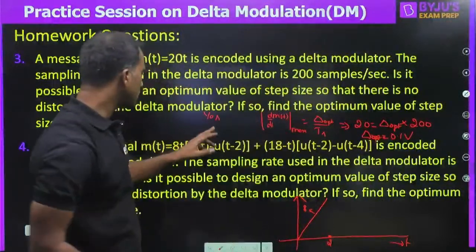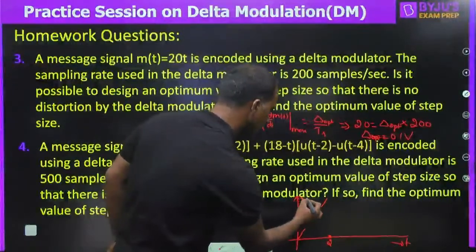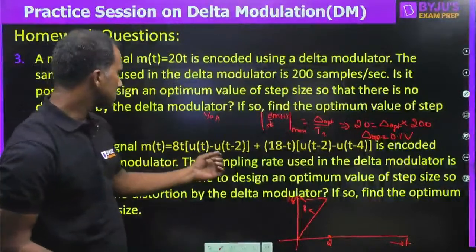And what is the height at 2 seconds? At t equal to 2, the height is 16. The height is 16. Okay, next. Let us plot the next part.